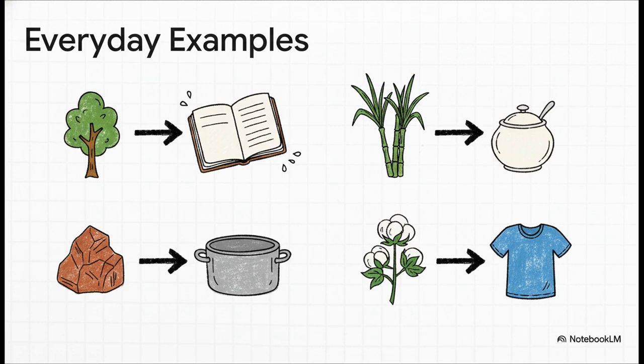This process is happening all around us every single day. For example, the paper in your notebook, that's manufactured from wood. The sugar you put in your tea, that's manufactured from sugarcane. The steel used to make utensils comes from something called iron ore. The shiny aluminum in window frames comes from a rock called bauxite. And of course, the clothes we are all wearing are manufactured from yarn.